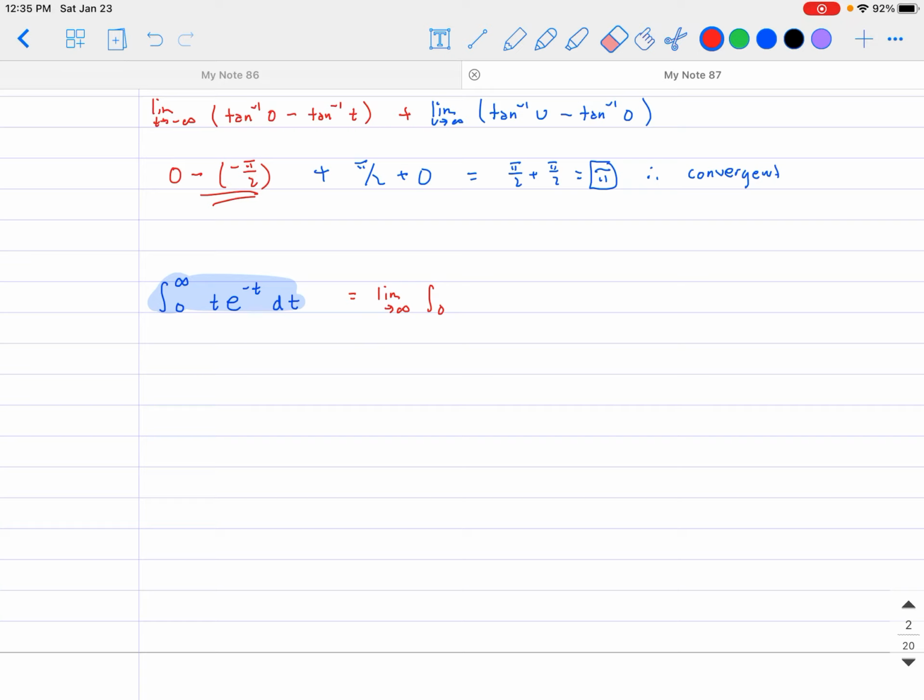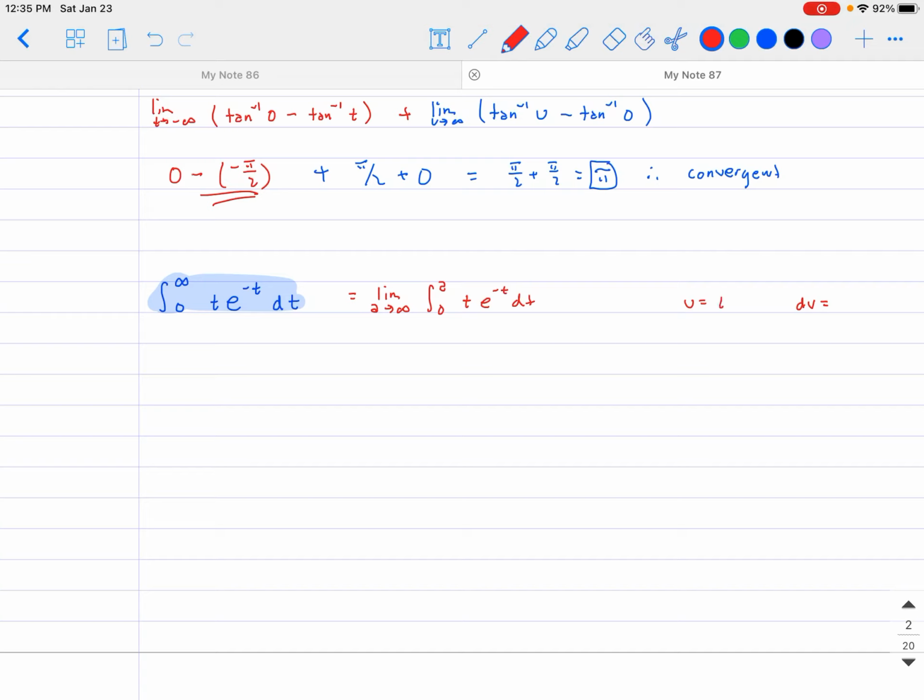So not t over here, not t over here, but let's just go ahead and say a for right now, okay? So a, and then we have t e to the negative t dt. Now, for this problem right here, we have to use integration by parts. So here I'm going to go ahead and solve for u and dv on the side. u is equal to something, dv is equal to something.